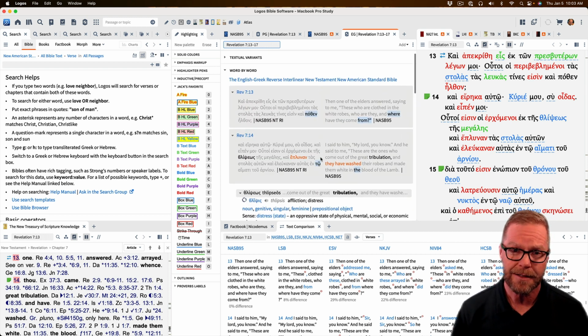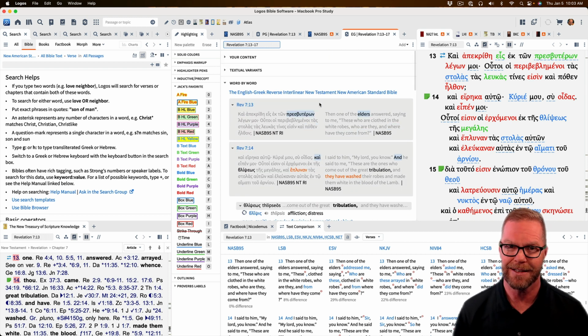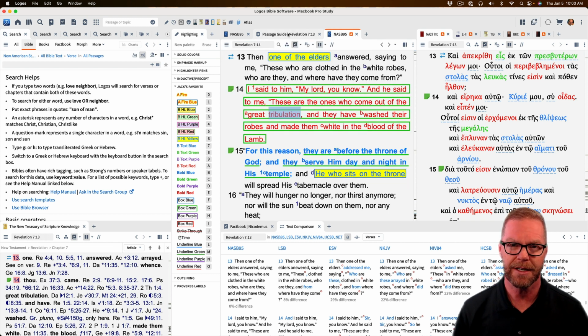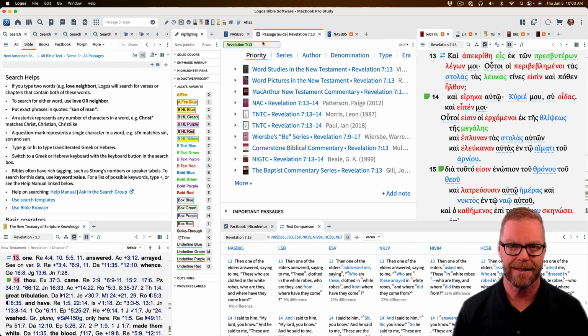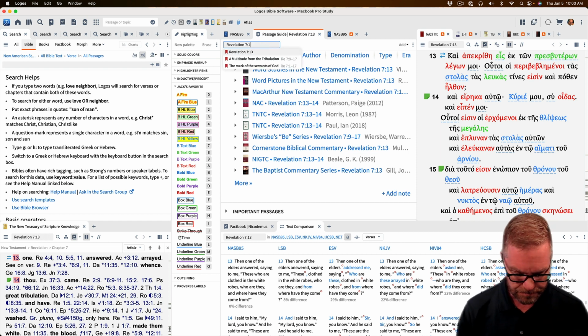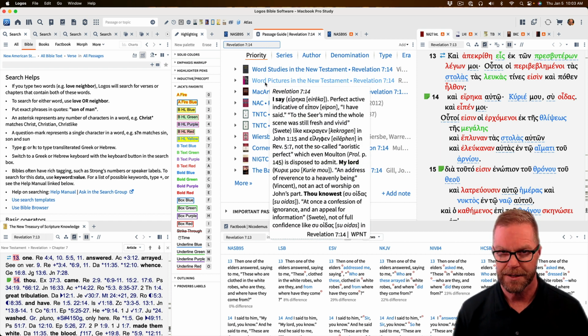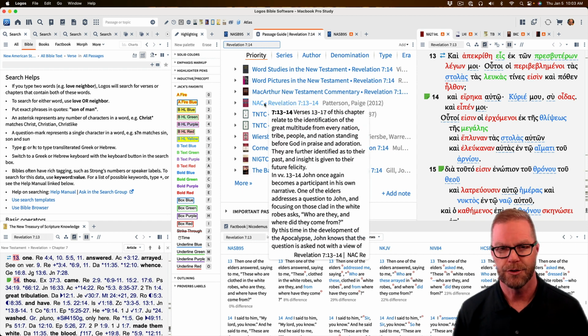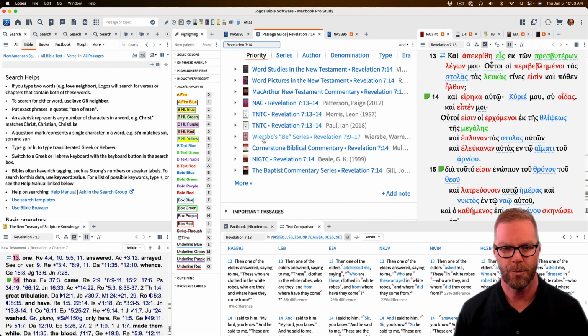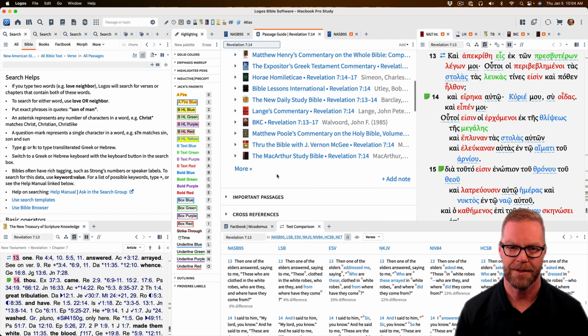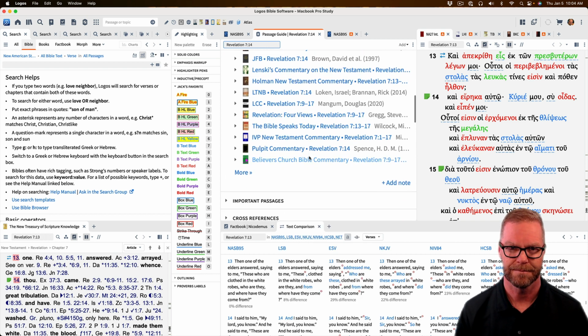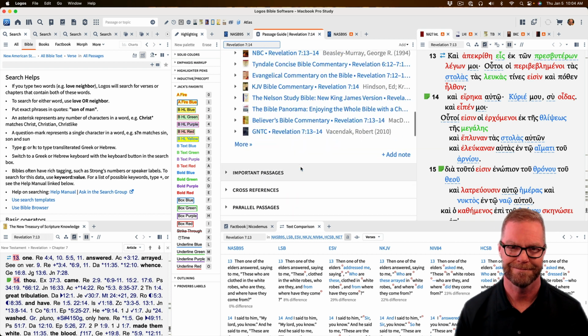All right, so now I have this exegetical guide that I can use, but I can also go here to the passage guide, and I can do Revelation 7:14, and it'll just do what's following. But notice the word studies, word pictures, MacArthur, New American Commentary, Tyndale Commentary, Wiersbe, Cornerstone, NIGTC, Baptist Commentary. Let me just go down more. Matthew Henry, more.